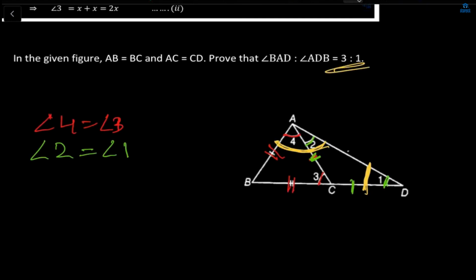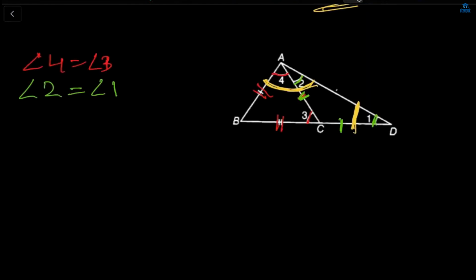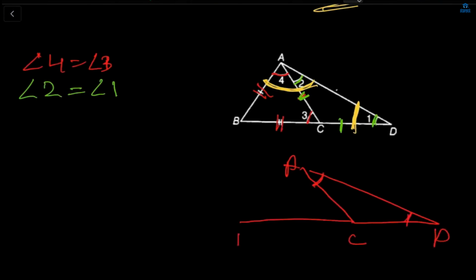Now you can see that angle 4 is equal to angle 3. It is given to us, and angle 2 is equal to angle 1. We can find out the value of angle 3. How? See, if you see just this triangle ACD, this angle is equal to this angle, and if you extend this to B, this angle is an exterior angle.